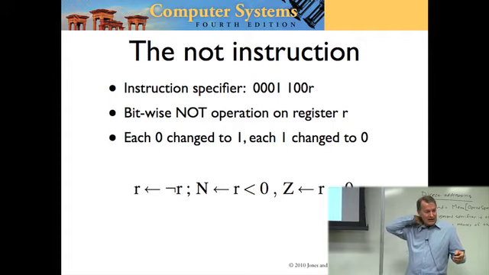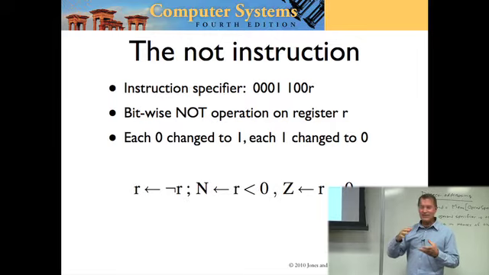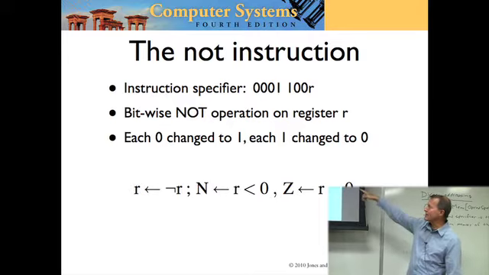Now, do you see why the not instruction has no addressing mode? Because negation isn't a binary operator. It only takes the one thing. It's a unary prefix. So the only thing it needs is an R field, to see which register it's going to not, to do the not on.